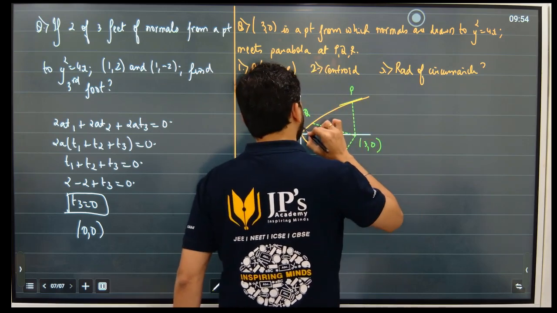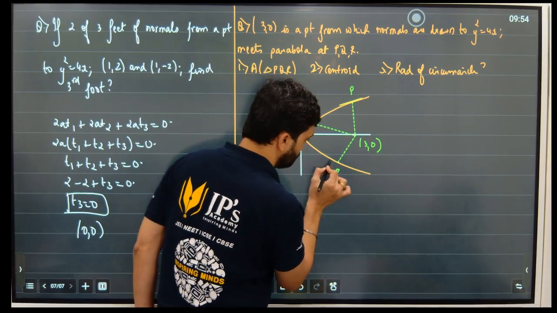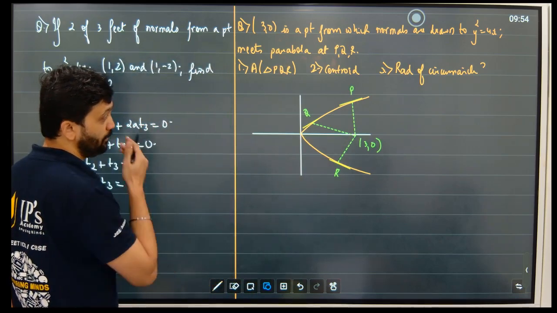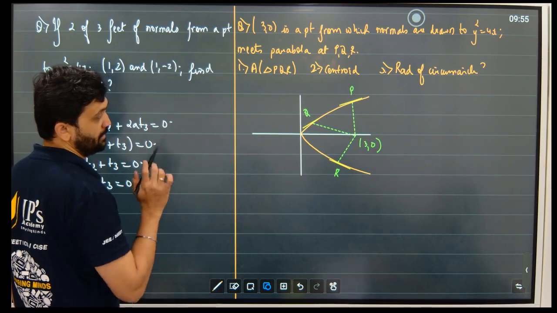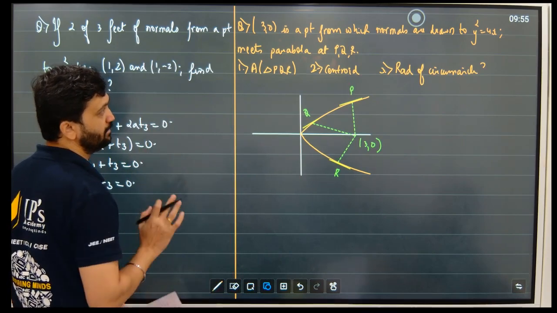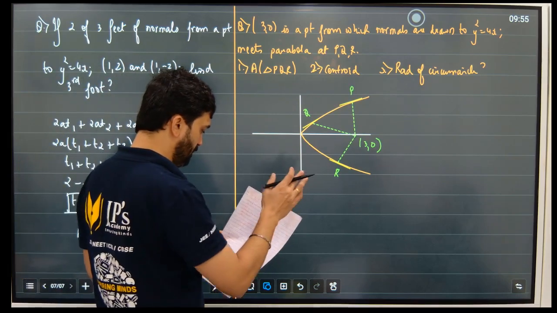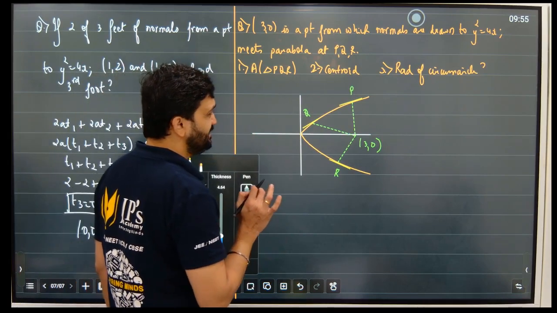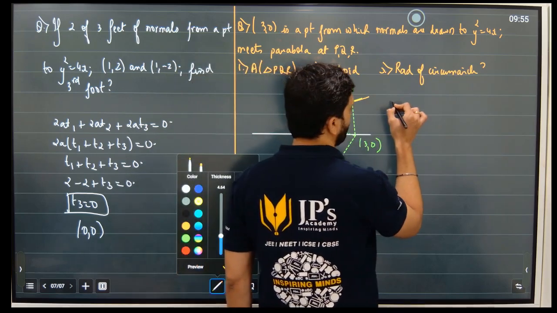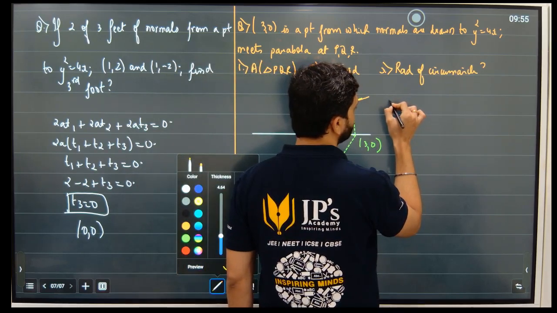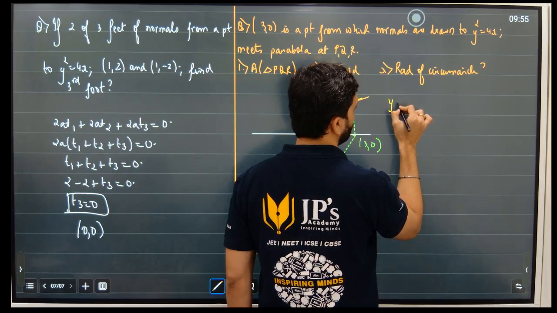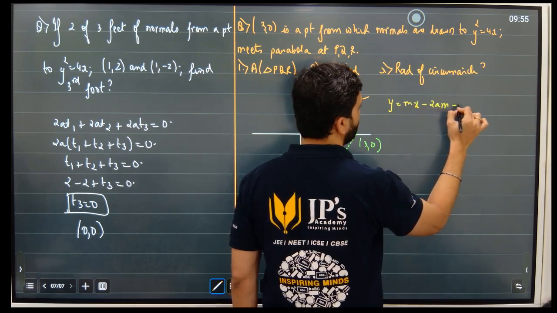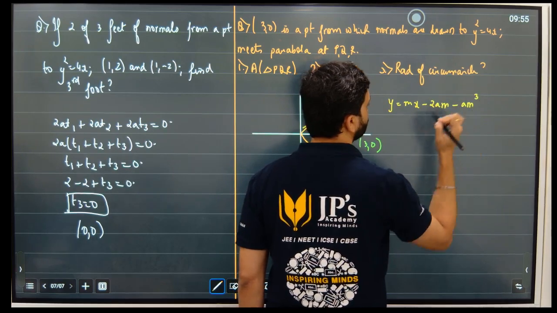This tangent, because the normal is made, so this is the tangent of it. Now I have to find out the area of triangle PQR. I have to find the area of the triangle PQR. First of all, they have given me this equation. Now, what is the equation of the normal in terms of m? y is equal to mx minus 2am minus am cube.